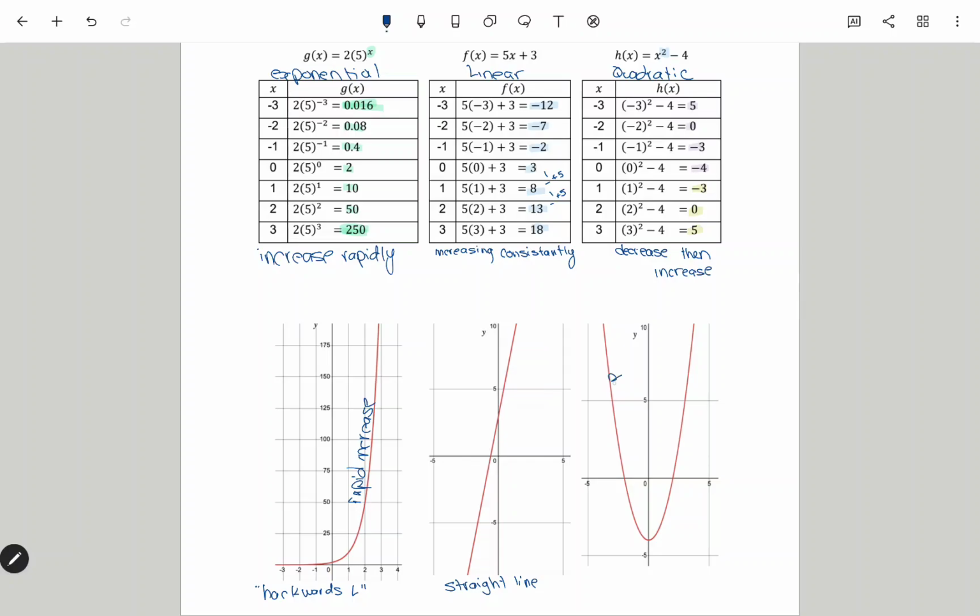So first I decrease, and then I hit this point down here at the bottom, and then I start increasing. So this is how we get our parabola shape. That U shape. So there we go. We've compared the tables, how we can recognize the 3 different tables, and how we can recognize the 3 different graphs of these 3 functions.